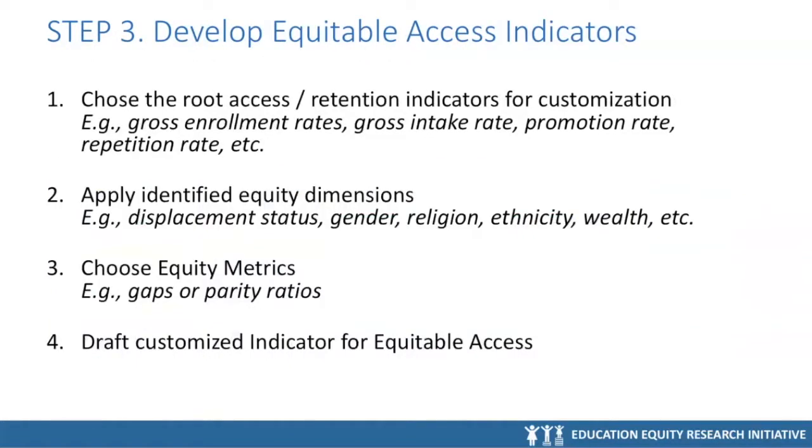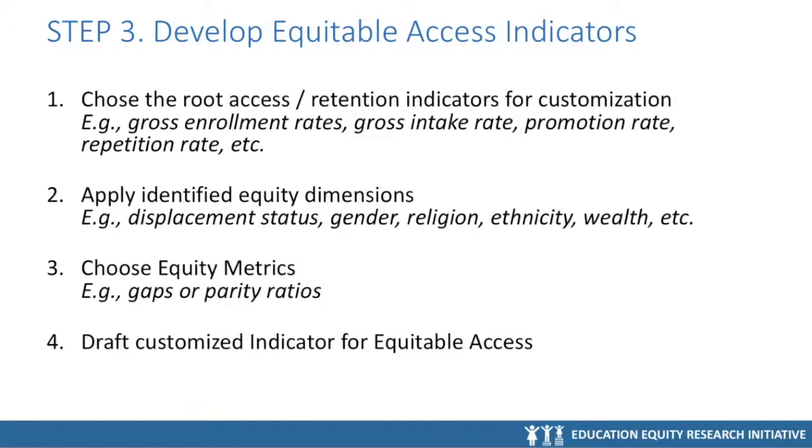The third step in the overall process is about actually developing the equitable access indicators. Equitable access indicators aim to measure inequalities among different subgroups in a society, which is also known as horizontal inequalities. So to support projects in this process, we developed this 4 sub-steps approach.